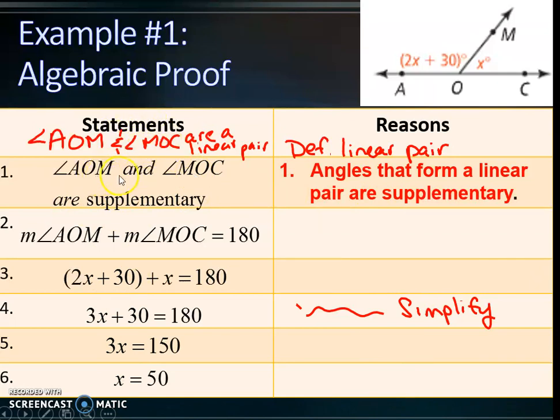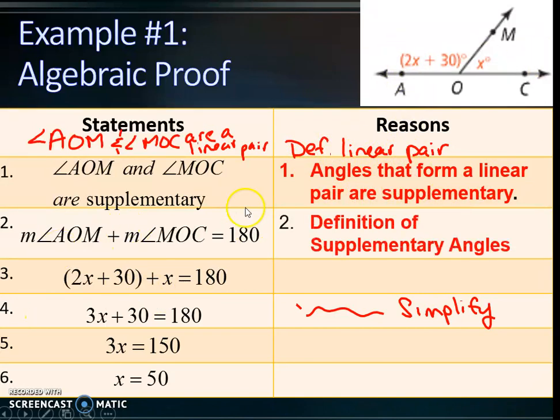So angle AOM and angle MOC are supplementary. That means angles that form a linear pair are supplementary. So you're going to write the definition of linear pair. Any linear pairs are supplementary. They're going to be 180. So right here, you're going to look at this and write the reasons.